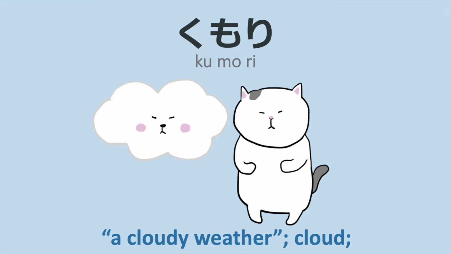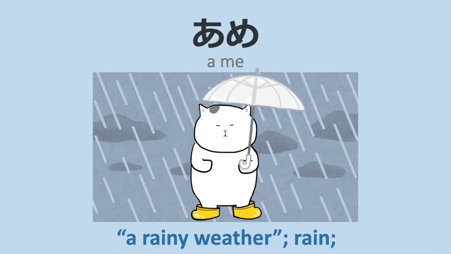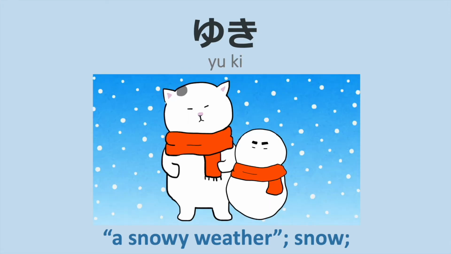曇り, a cloudy weather. It also means cloud. 雨, a rainy weather. It also means rain. 雪, a snowy weather. It also means snow.